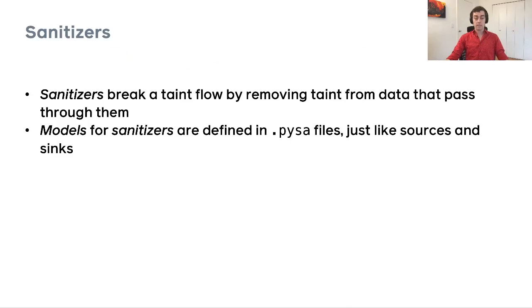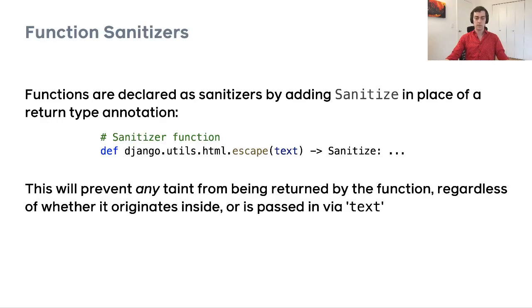They break the flow of tainted data by removing any taint that passes through them. Sanitizers are written using models, just like sources and sinks were, and they're defined in .pysa files, just like sources and sinks were. So for example, this is what a function sanitizer looks like here. In the position of a return annotation, we add the word sanitize, and this tells Pysa to remove any taint that passes through the return value of this function. Note that that can be taint that enters through an argument and then is returned, or it can be taint that's accessed within this function and returned. In both cases, Pysa will remove the taint on that data and will not detect any flows that pass through the return value of this function.